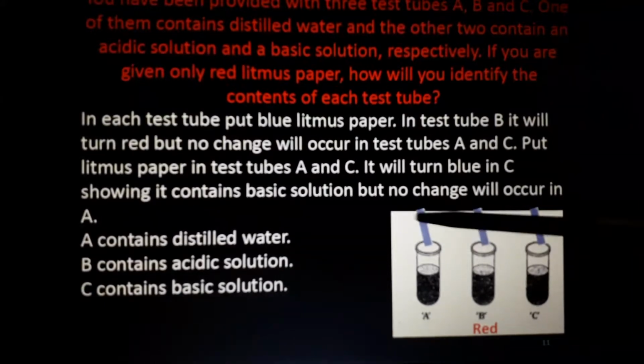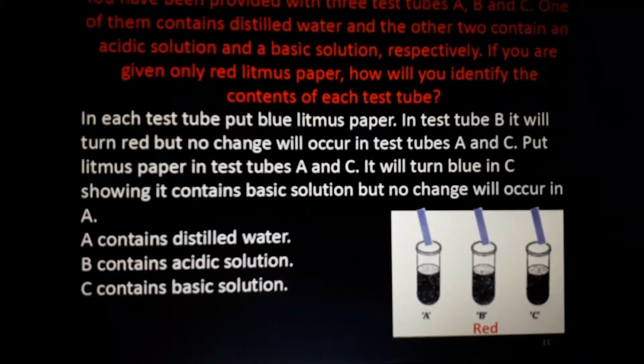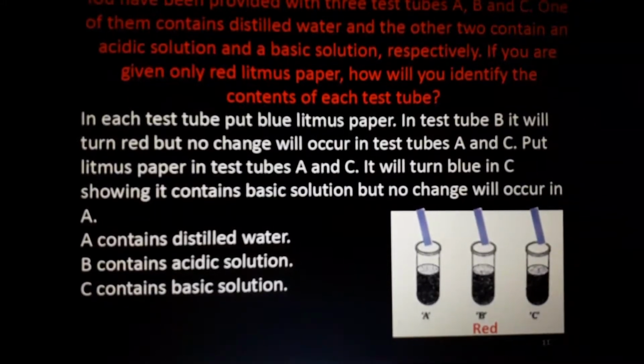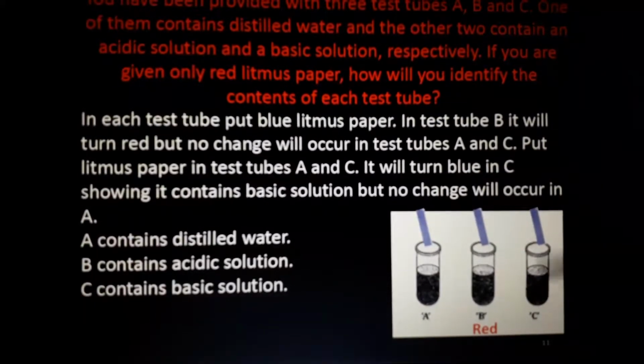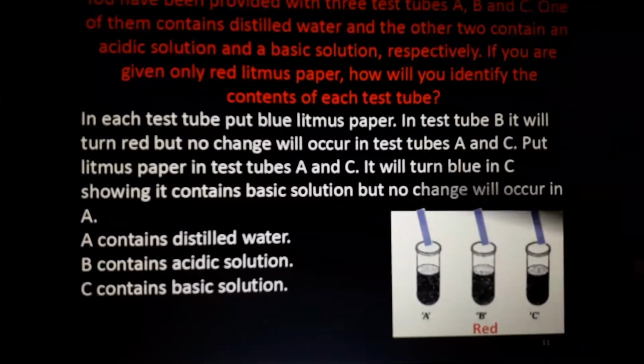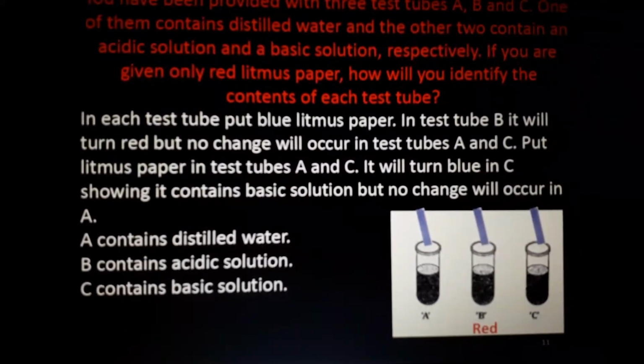Okay, you have this litmus paper in your hand. You want to dip this litmus paper into that test tube. What change will occur? The color of the litmus paper which I have given you is blue. Just dip all 3. The first test tube contains water. Water is neutral. There won't be any change in color of litmus paper because it is neutral.